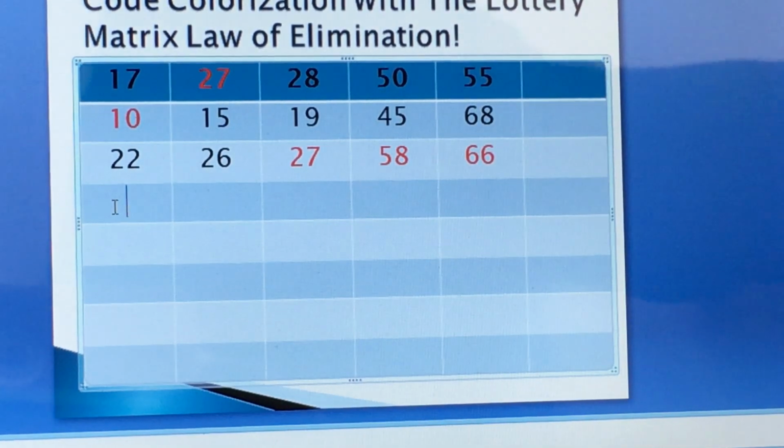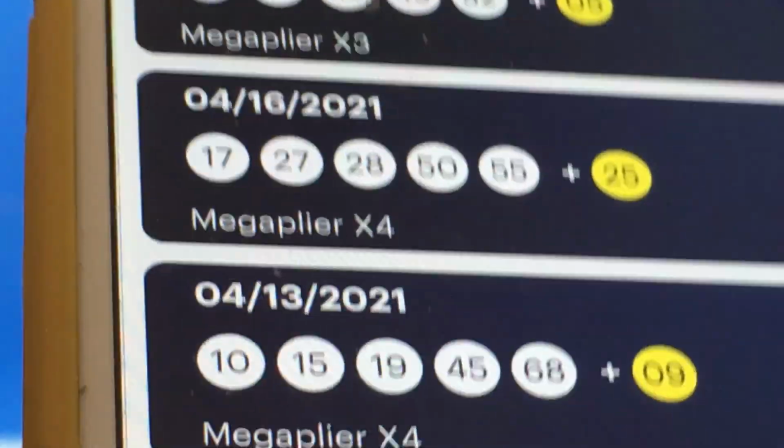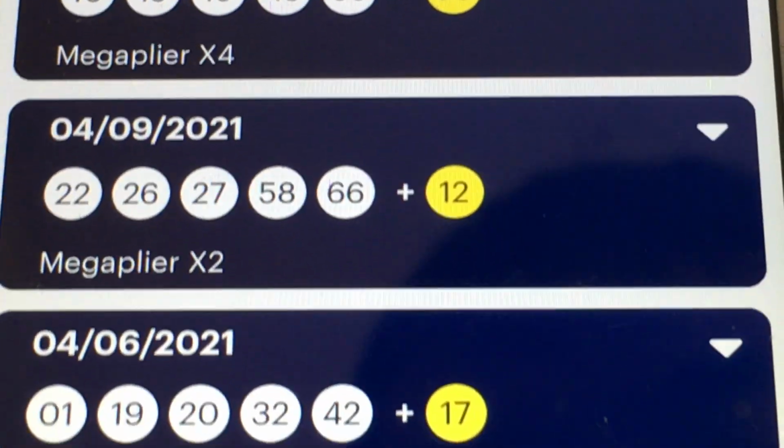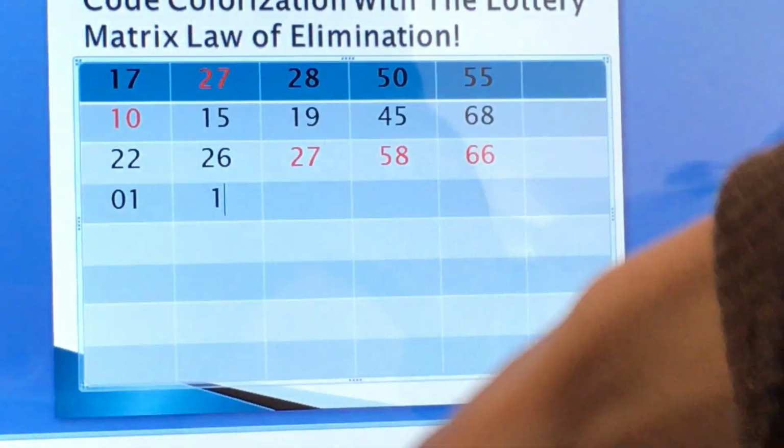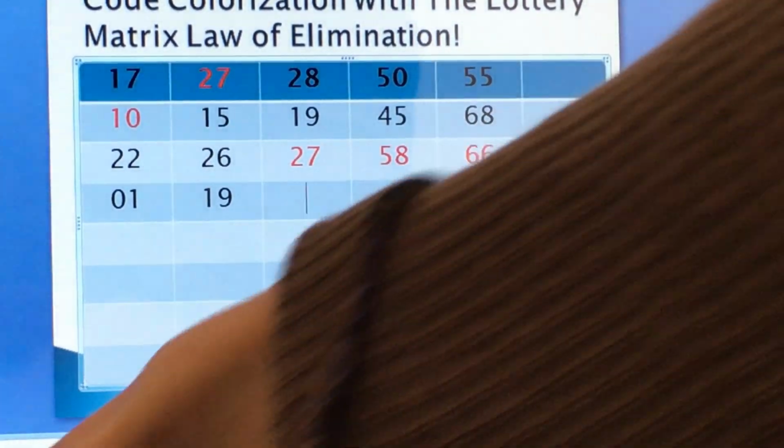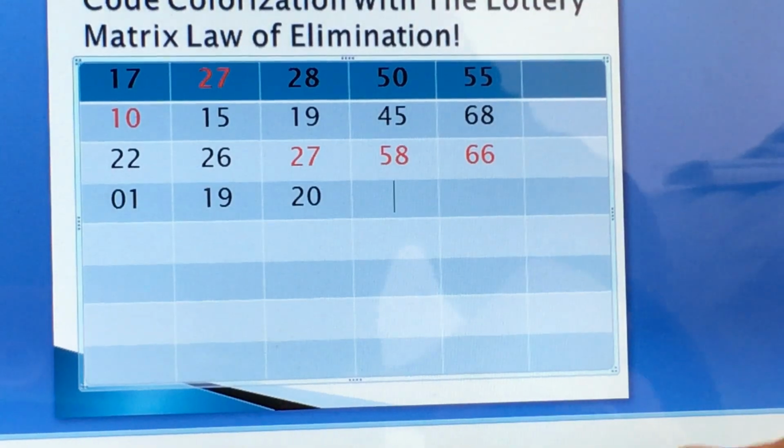Now, the 4th draw you have, you can see 1, 19, 20, 32, 42. So I'm going to incorporate that 1, 19, and the more numbers you have, the better chance of you.